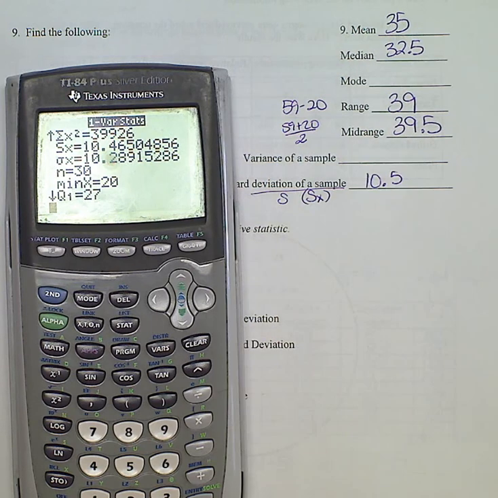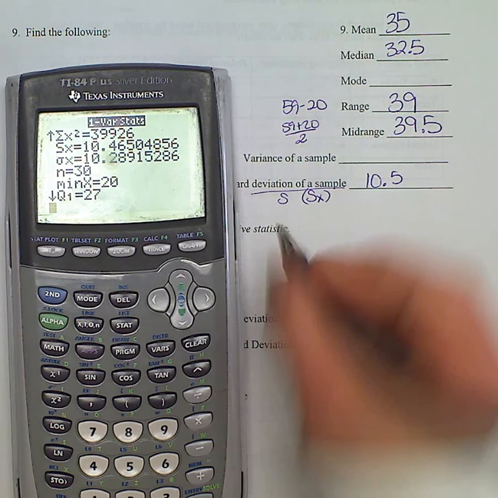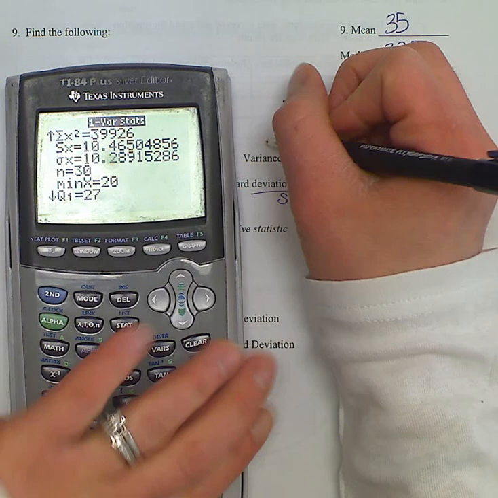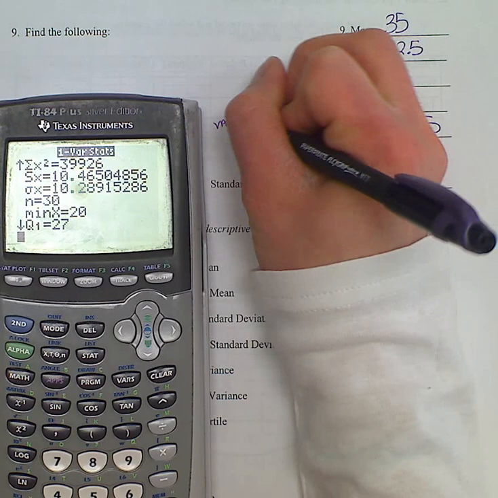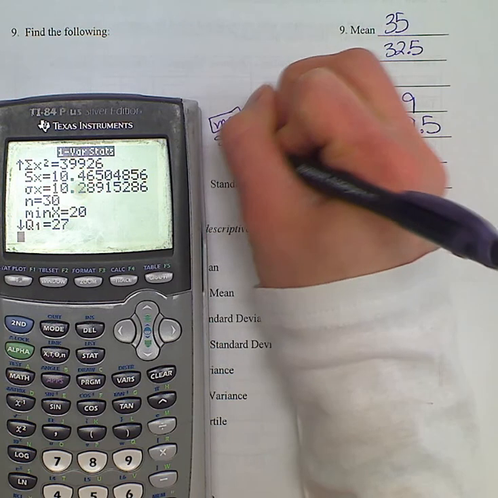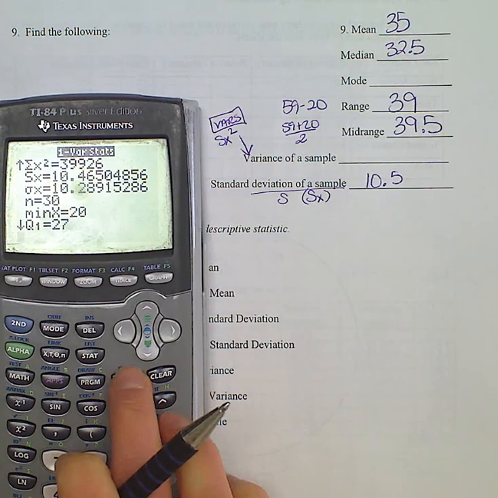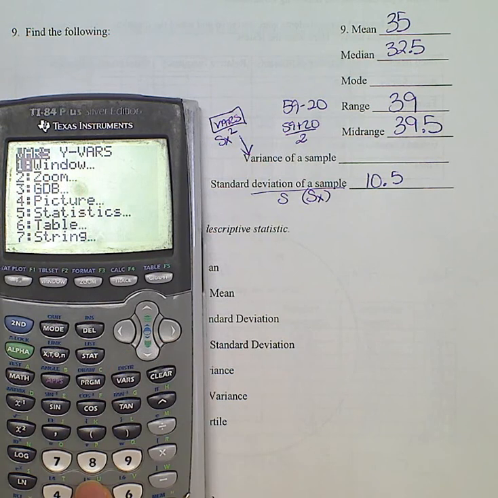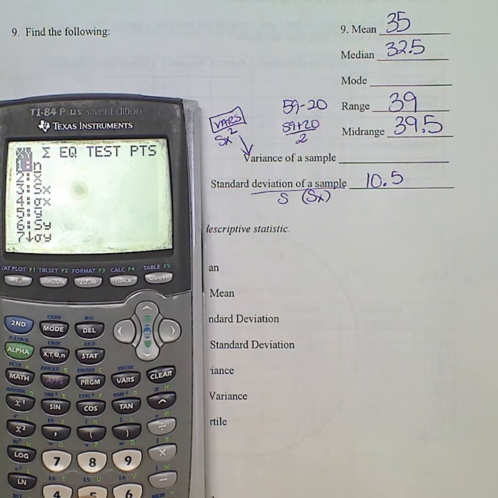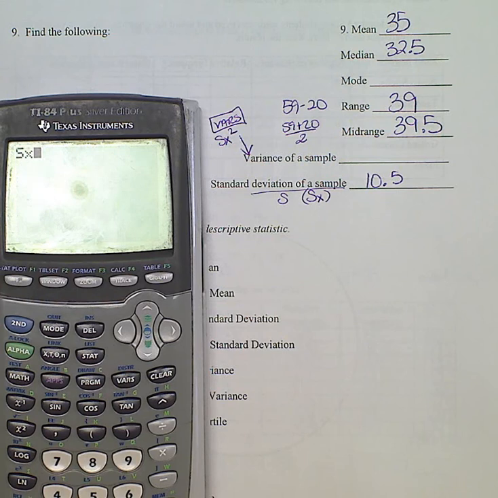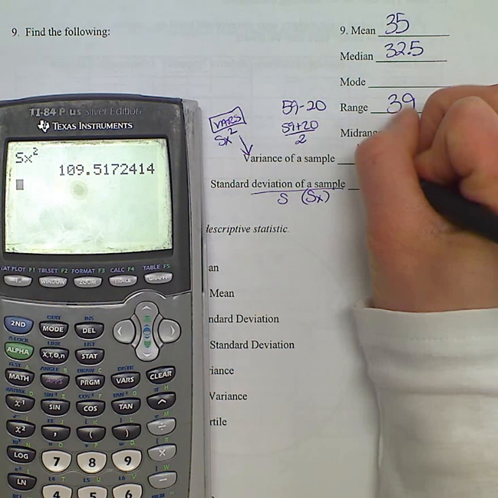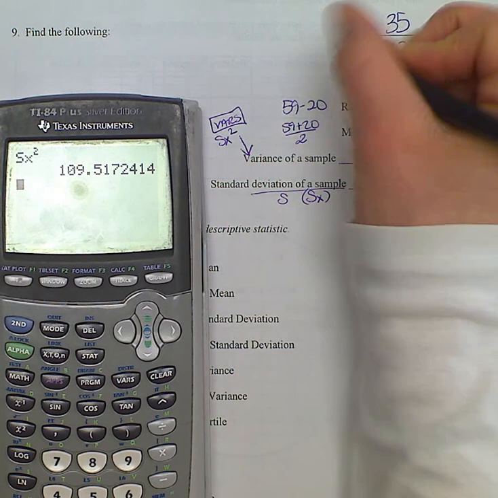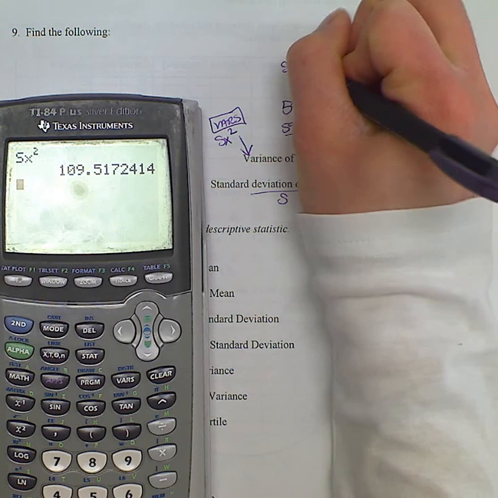Now, for the variance of our sample, I'm going to go into the variables in the calculator, and I'm going to choose the Sx. I'm going to square it. So I'm going to hit the variables key. I have to select option number 5 for statistics. Now I'm going to select the third option here for the sample standard deviation, and now I square it. And here's my variance, 109.5. Now for the mode, I'm going to go in and I'm going to sort my list.